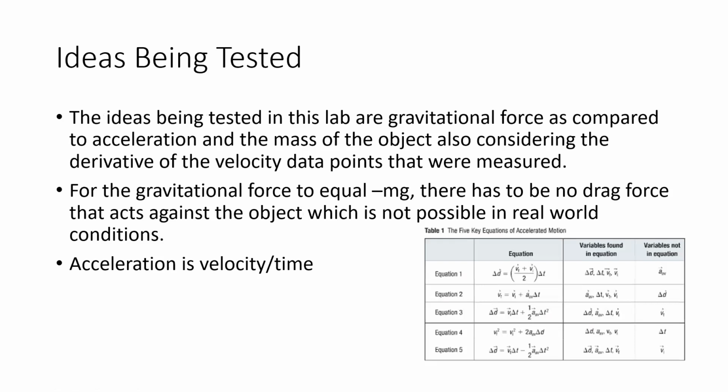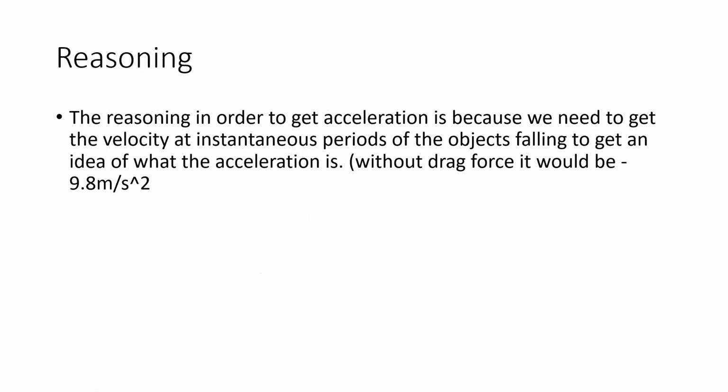Ideas being tested. The ideas being tested in this lab were gravitational forces compared to acceleration, and the mass of the object, also considering the derivative of the velocity data points that were measured. For the gravitational force to equal mg, there has to be no drag force that acts against the object, which is not possible in real-world conditions. Acceleration is velocity over time.